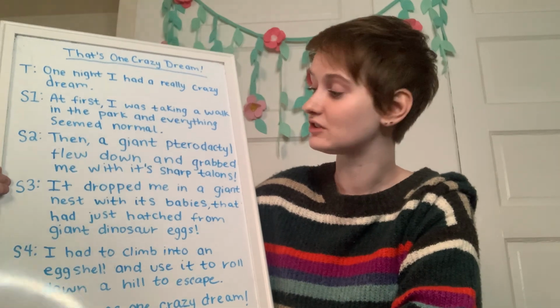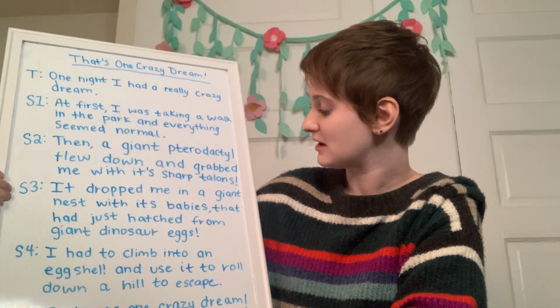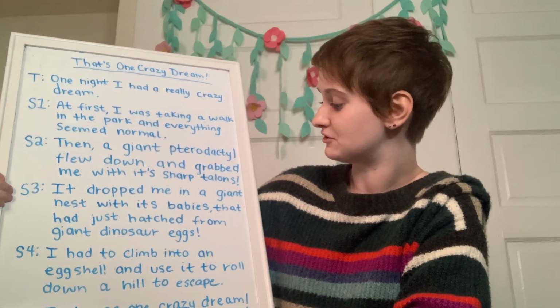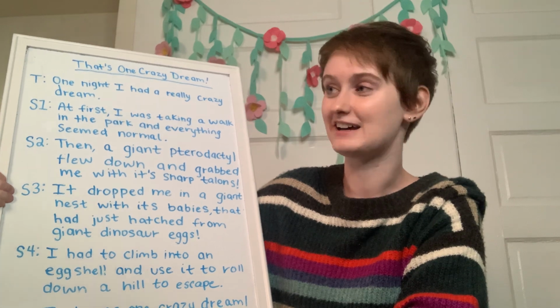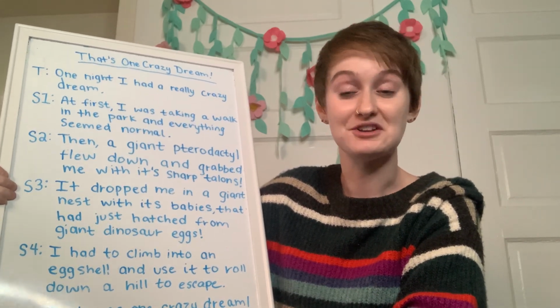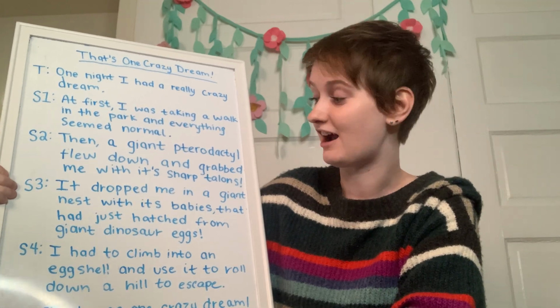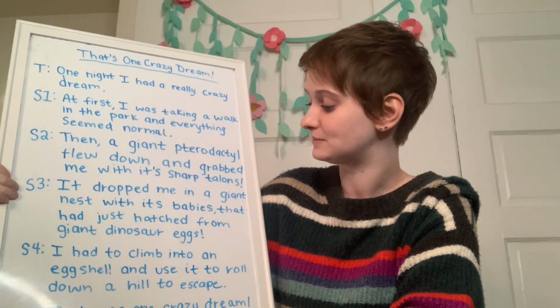So my third supporting sentence, I wrote, "It dropped me in a giant nest with its babies that had just hatched out of giant dinosaur eggs." So, oh my goodness, that was quite a scene. I'm surrounded by this big mama dinosaur and then all of the babies, which are the same size as I am, and we're all in a giant nest of this giant bird dinosaur.